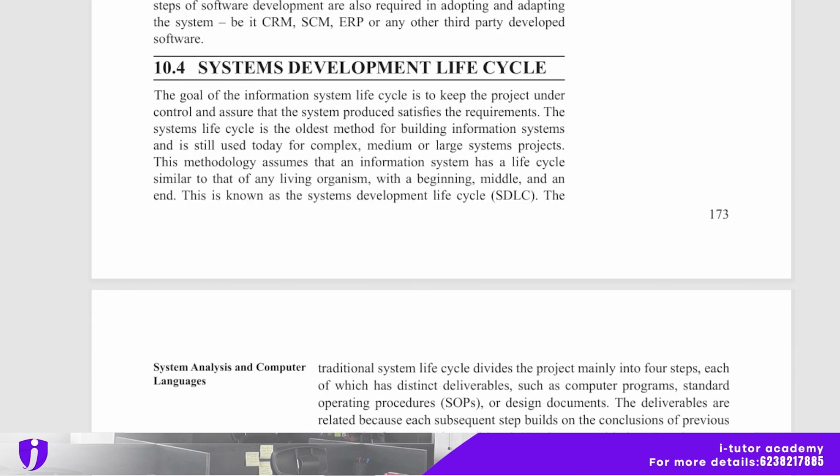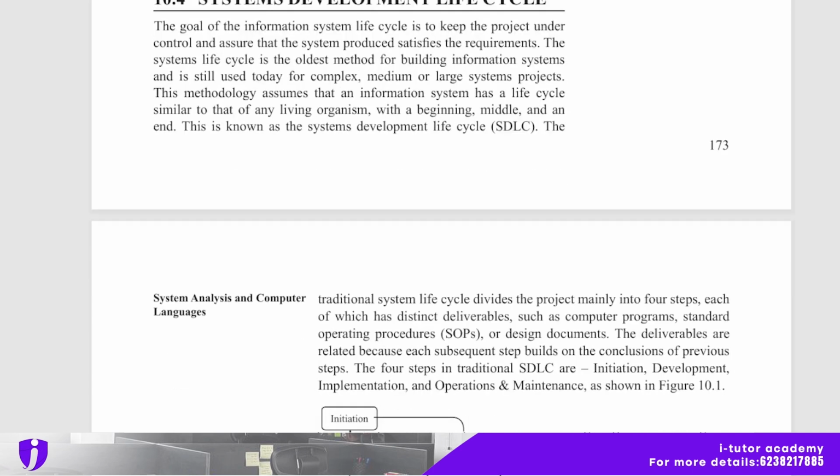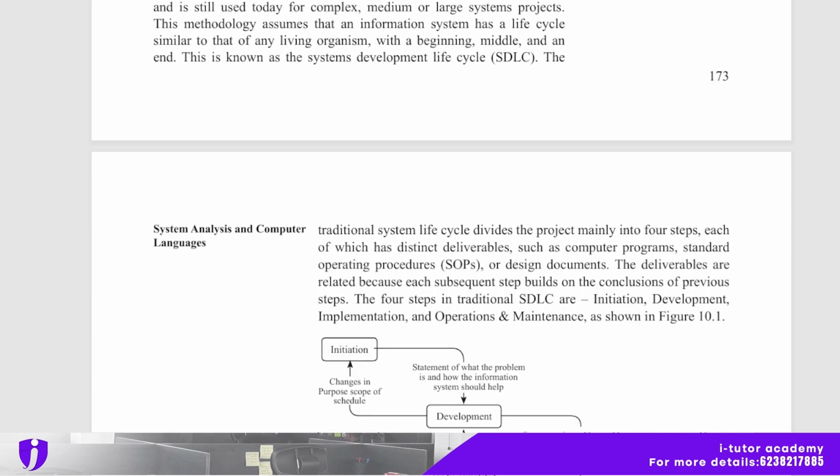And next is system development life cycle. In the system development life cycle, the goal of the information system life cycle is to keep the project under control and assure that the system produced satisfies the requirements. The system life cycle is the oldest method for building information systems and is still used today for complex, medium or large systems projects. This methodology assumes that an information system has a life cycle similar to that of any living organism with a beginning, middle, and an end. This is known as the System Development Life Cycle (SDLC).